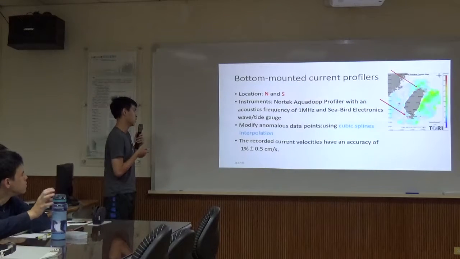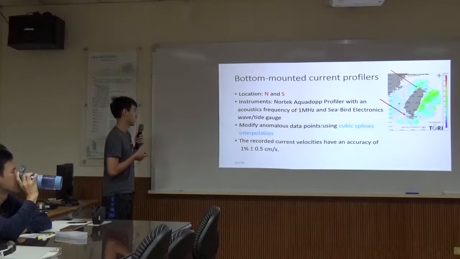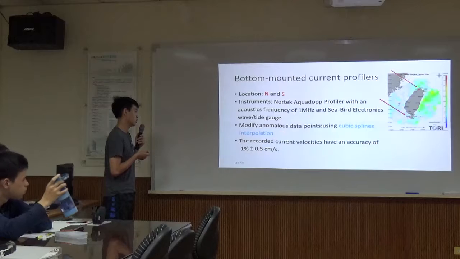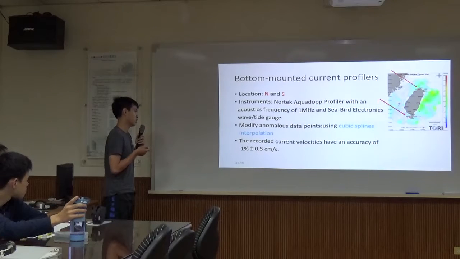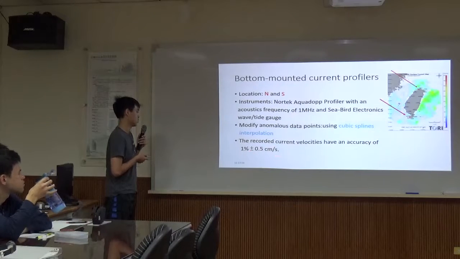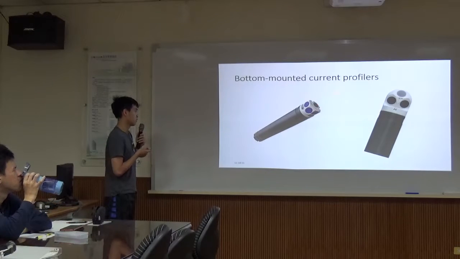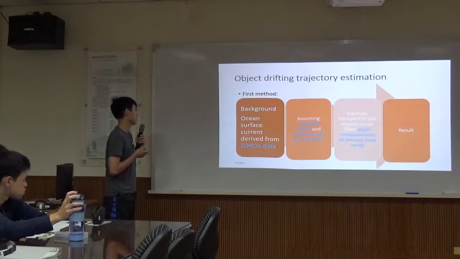And I will talk about ADCP, and these two places we mentioned before, N and S. The instrument is this one and this one. And how do we process the low data, and how do we need to modify that? We use cubic spline interpolation. And the accuracy is this one. And this is the shape of the ADCP.